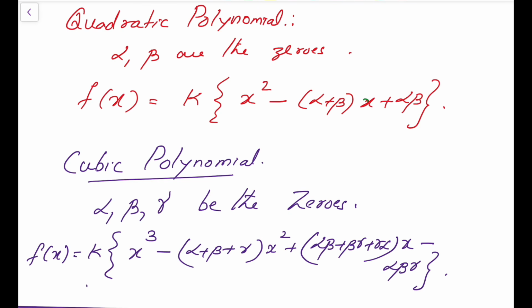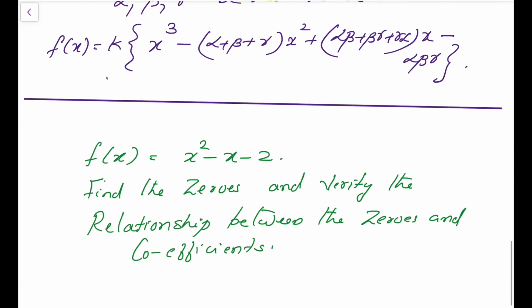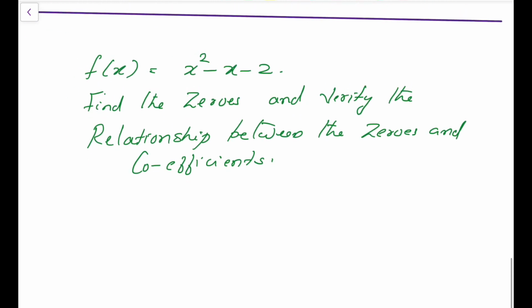And for a cubic polynomial, the same way, k into x cube minus, again sum into x squared plus sum taken 2 at a time into x, then minus alpha beta. So alternatively it will start, this is minus, then plus, then minus. In quadratic you have just minus and then plus. So we'll do a problem and then you will understand it better.